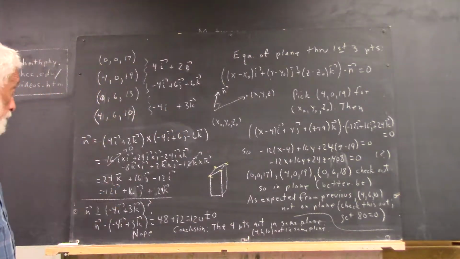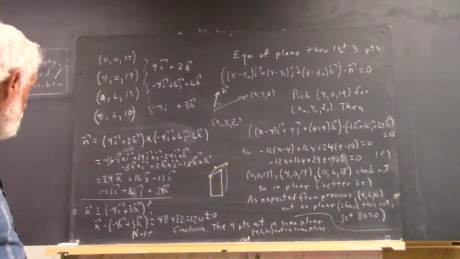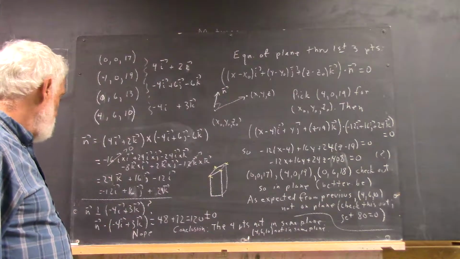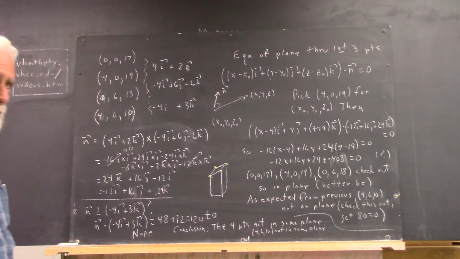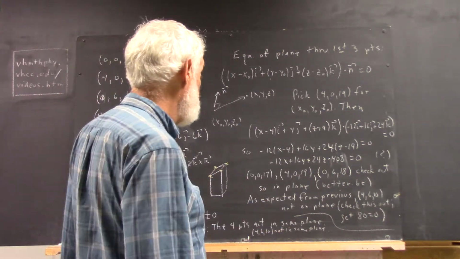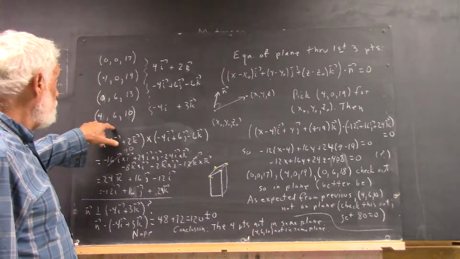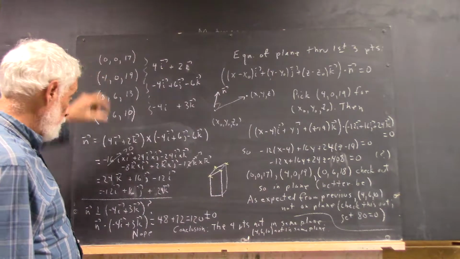To determine if it's perpendicular, we take the normal vector, which we calculated here by the cross product, and we do the dot product with this vector, and we find that the dot product is like 120. Okay, well, 120 seems like a pretty big number. That's maybe a pretty big discrepancy. So our conclusion is that the 4 points aren't in the same plane. That 4, 6, 10, the point that we used to get this vector, is not in the plane defined by these three vectors.